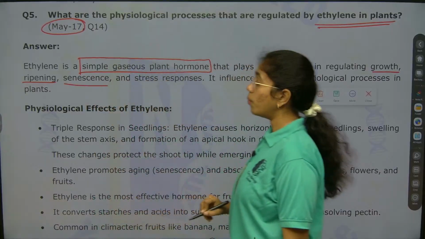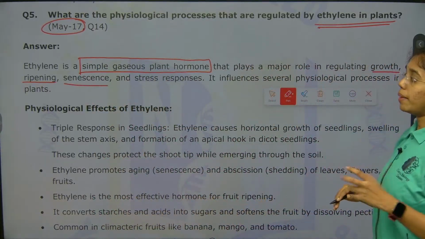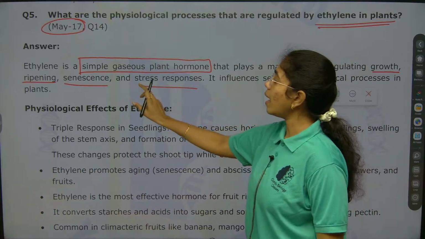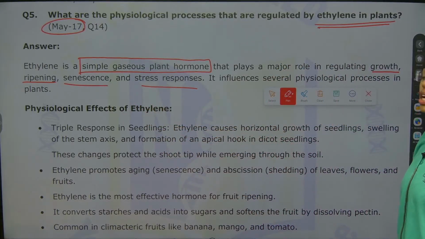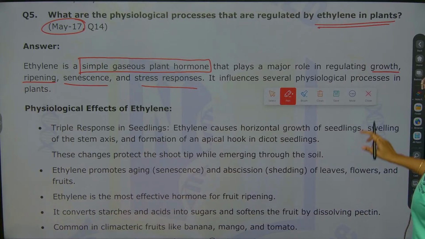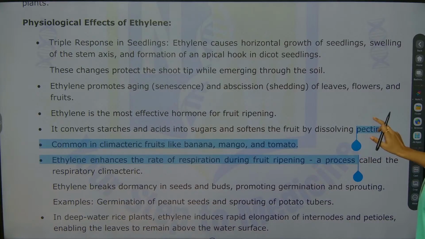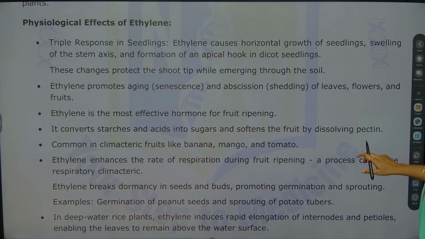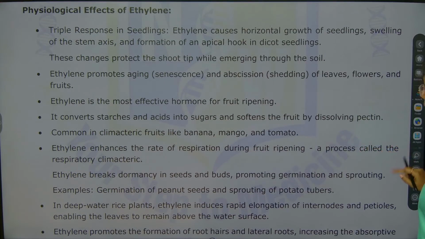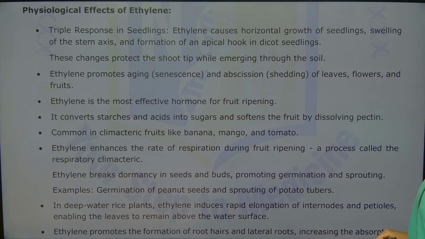This will help in senescence, and this will also help the plant to survive in stress responses or stressful conditions. It influences several physiological processes in plants. What are the physiological effects of ethylene? Important, just remember: ethylene acts both as a plant growth promoter and a plant growth inhibitor.